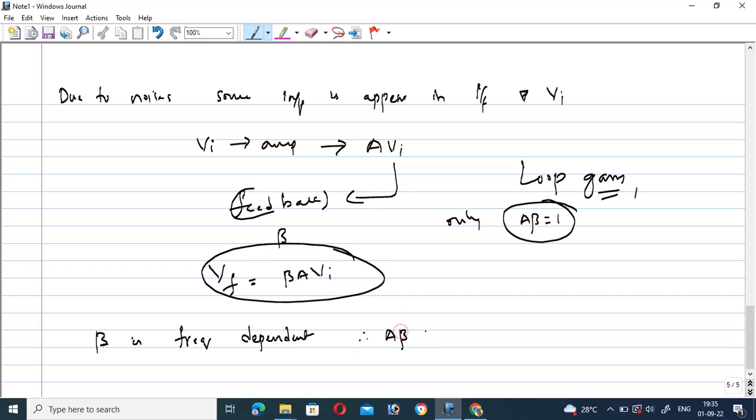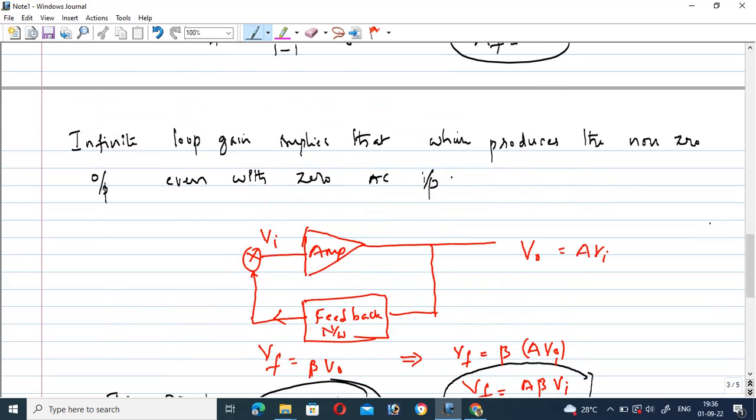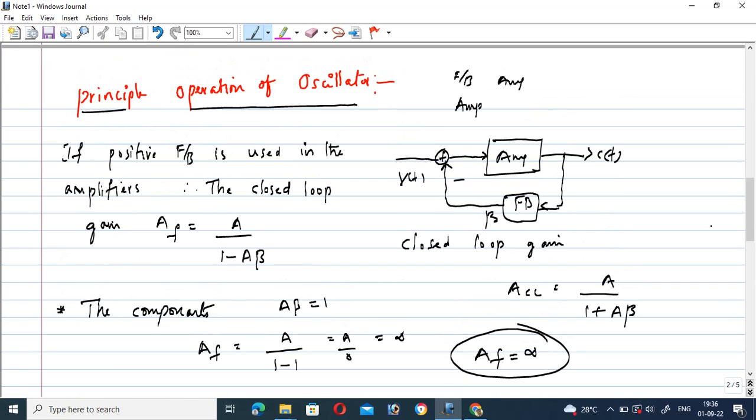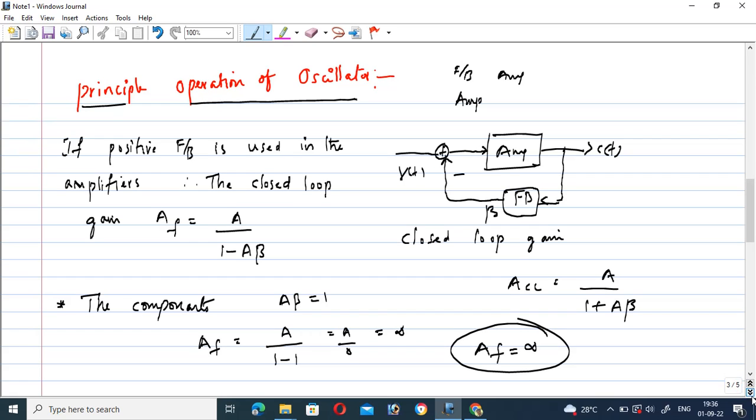This A beta value is satisfied for a single frequency, which I will consider as F naught. How can you get the beta value? The beta value is found with the help of components, RC components or whatever components are used in the feedback network, because it is frequency dependent. That is a brief introduction to how oscillators work with the help of a feedback network and the loop gain, and why the loop gain must be unity.